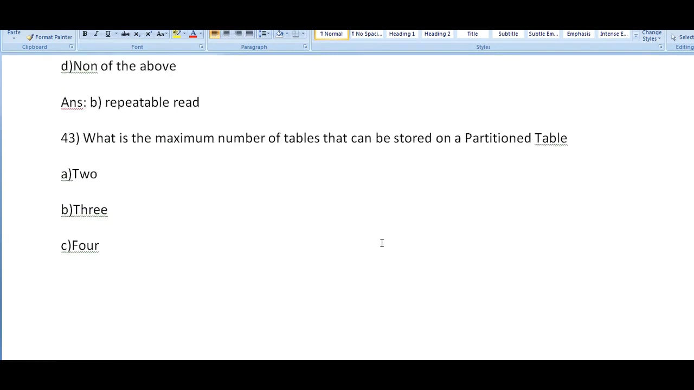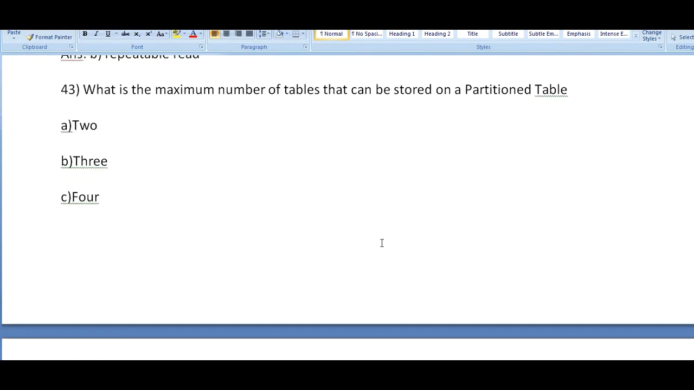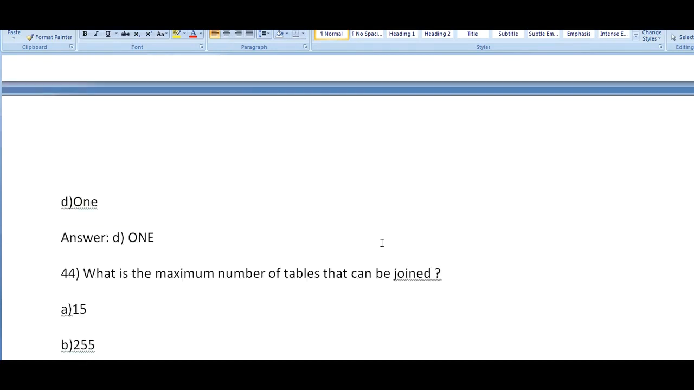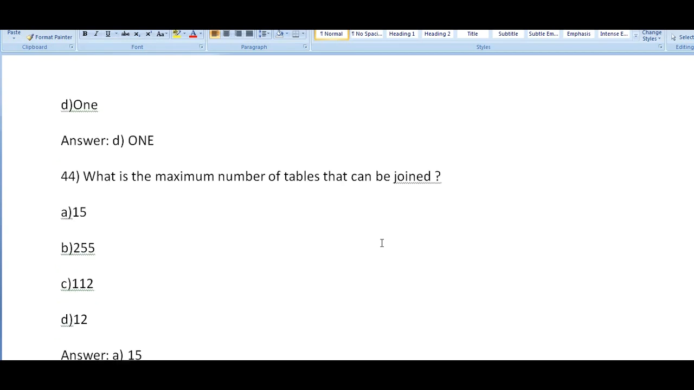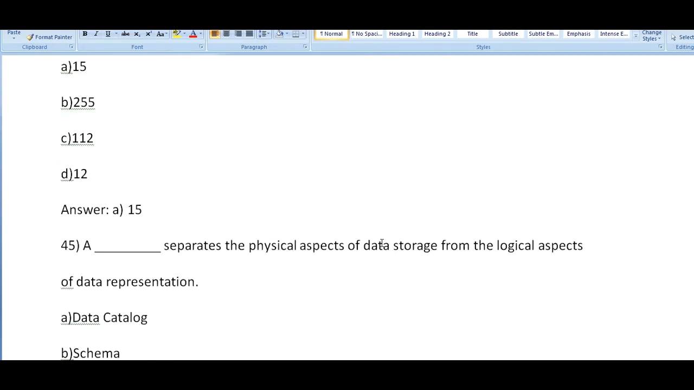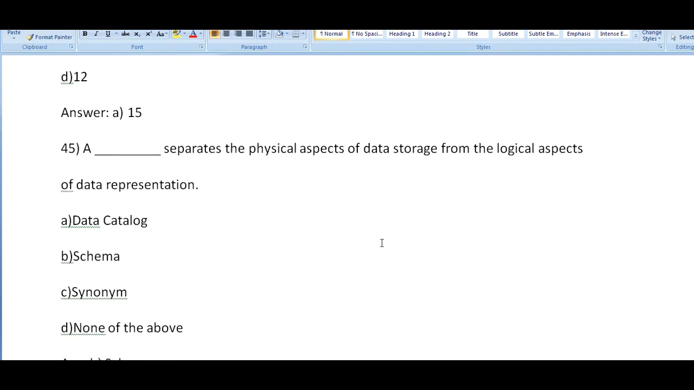What is the maximum number of tables that can be stored in a partitioned table space? I hope you already studied. 1. Okay. What is the maximum number of tables that can be joined? 15. Dash separates the physical aspects of data storage from the logical aspects of data representation. Schema.